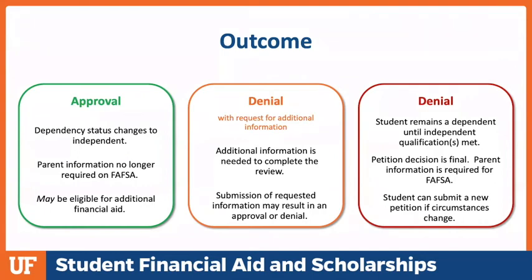If you're denied with a request for additional information, just review the email that you received and provide whatever the requested documentation is. Once you submit it, we'll go back through that review process, and it could potentially result in a denial or approval. If you're denied, then your dependency status remains dependent until you've met the independent qualifications. The petition decision is final, and your parent information is required on the FAFSA. Again, if you have any new circumstances, you can always submit a new dependency override petition.